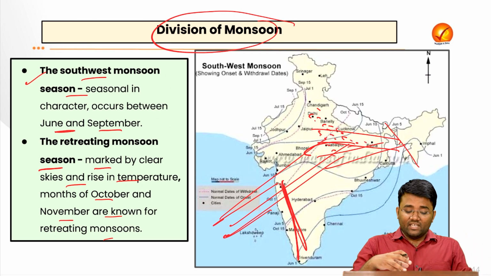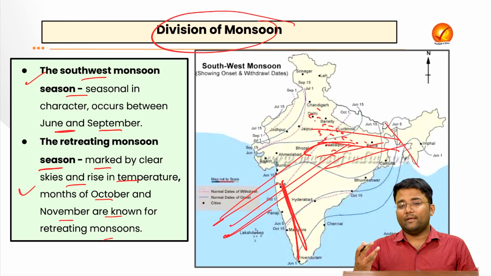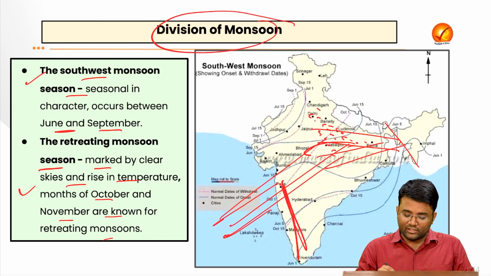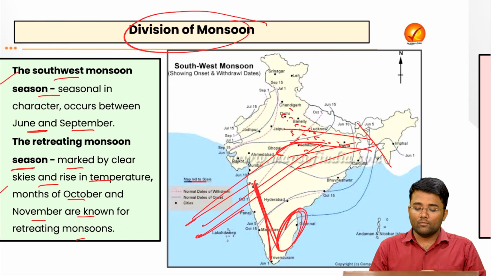After that the retreating monsoon happens, which is generally marked by clear skies and a rise in temperature, and that is the reason it is also called the phenomenon of October heat. Areas of Tamil Nadu and others mainly get their rain from this retreating monsoon season.